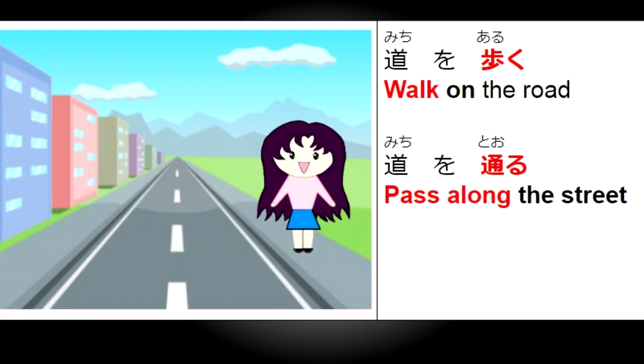We can also start thinking about the streets or roads, and because they take us from point A to point B, these are a perfect example of what the particle o needs. So the examples I have are michi o aruku, walk on the road, michi o toru, pass along the street.